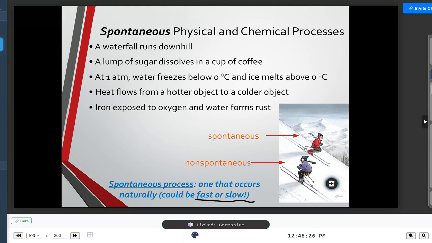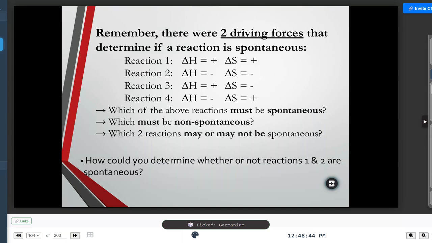It's happening naturally. And so we want to think about processes that are happening naturally, and we want to think about why. And then we want to think about what processes don't happen naturally, okay? And we want to start understanding why some of these things happen with regards to an equation called the Gibbs free energy equation. So let's break down those two driving forces that we learned about in our previous slides.